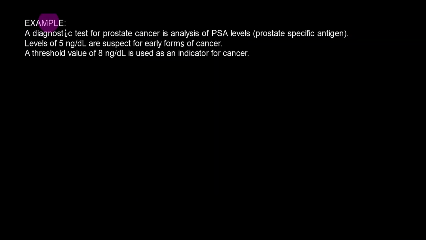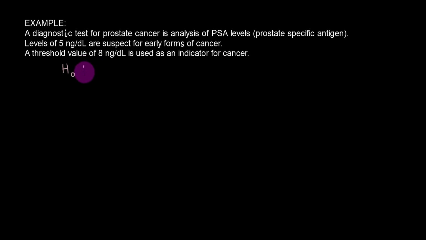Let's look at a particular example to put some of these errors into context. A diagnostic test for prostate cancer is the analysis of prostate-specific antigens. A 5 nanogram per liter level is suspect for early forms of cancer, and 8 nanograms per deciliter is used as an indicator that cancer is present. So let's consider a hypothesis for this scenario.